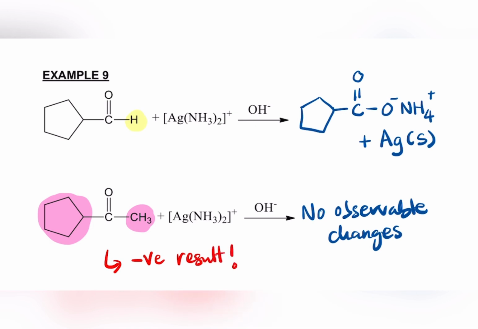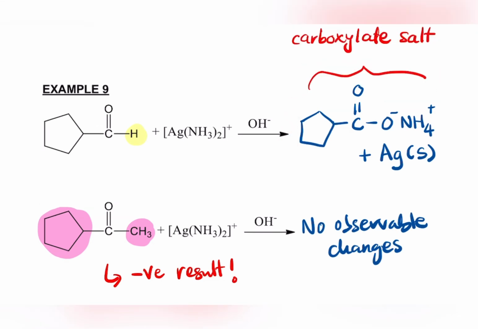So that's all for this video for the Tollens test. I hope all of you understood that we will form a positive result with aldehyde only. When it reacts with Tollens reagent, you will form this part, the big guy here, that we call carboxylate salt. Carboxylate salt is a soluble salt. You can know about this extra information.